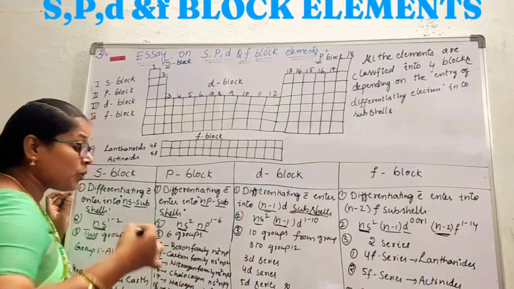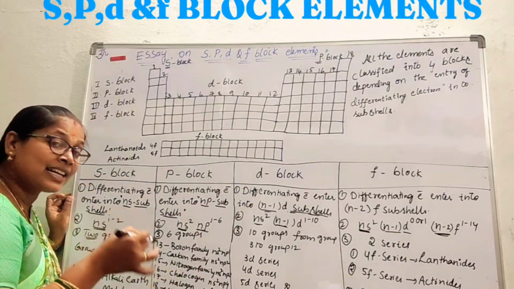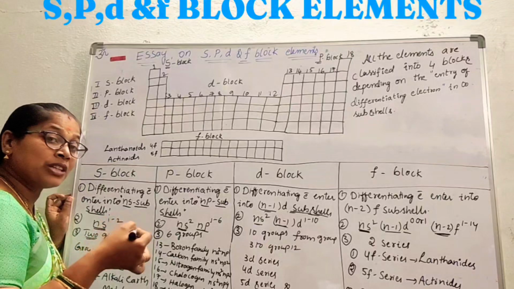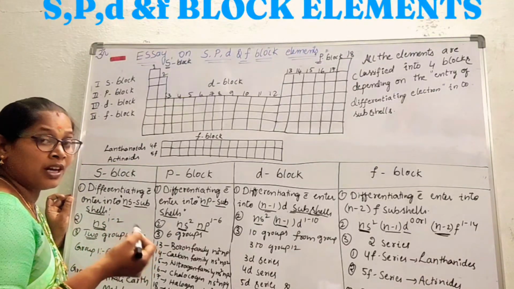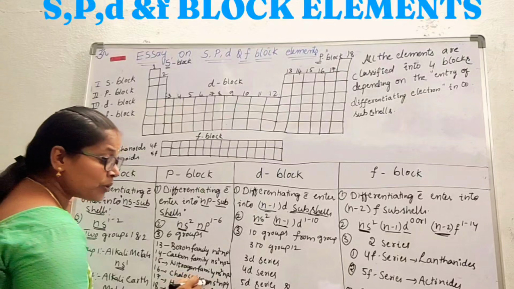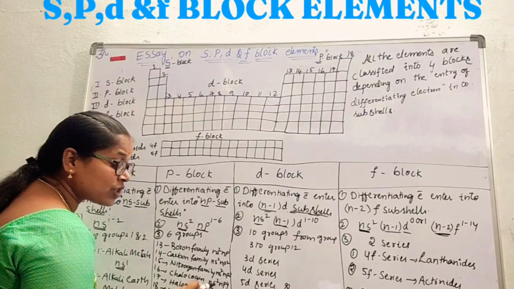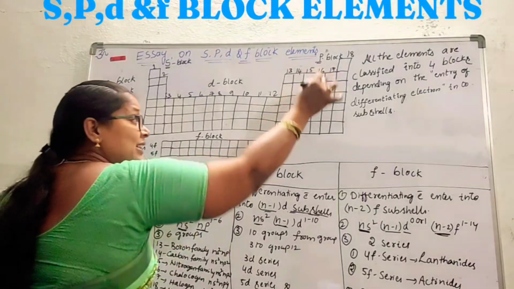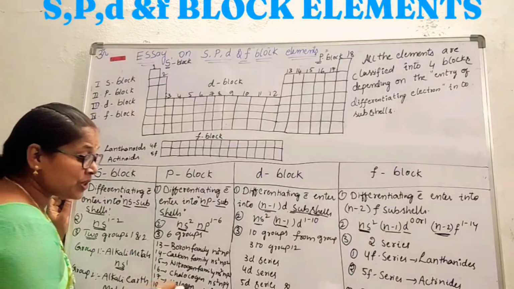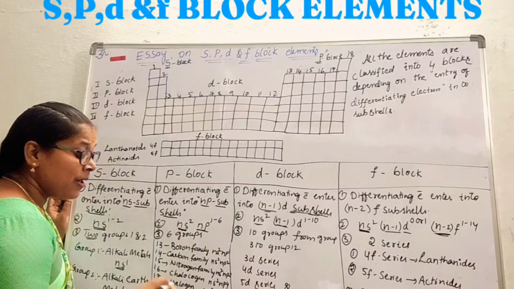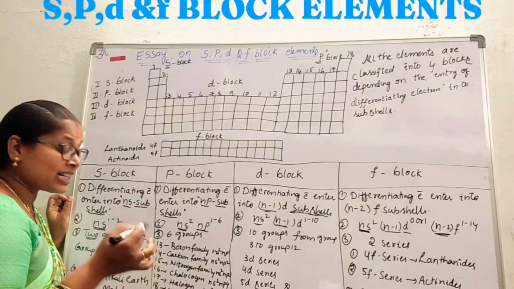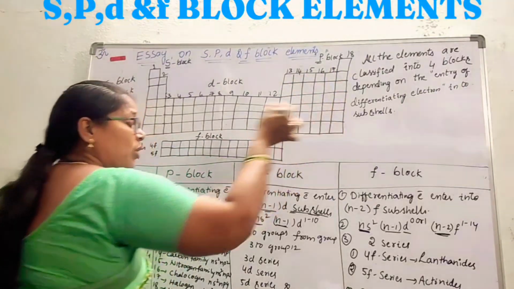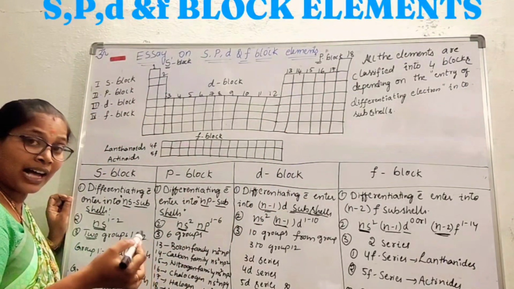are called chalcogens. In this group, the elements are mostly produced from the ores. That's why those are called chalcogens. General electronic configuration ns2 np4. And 17th group elements are called halogens, the halogen family. Halogens are produced from the sea. So that's why these 17th group elements are called halogens or the halogen family.